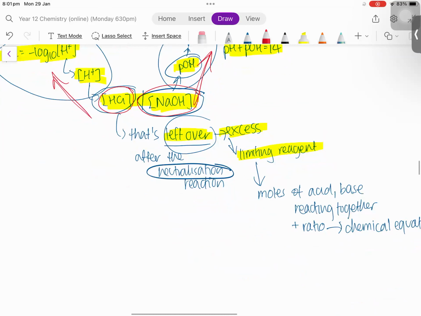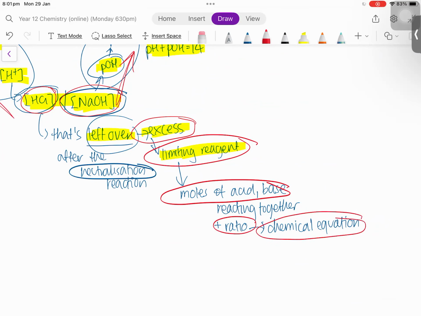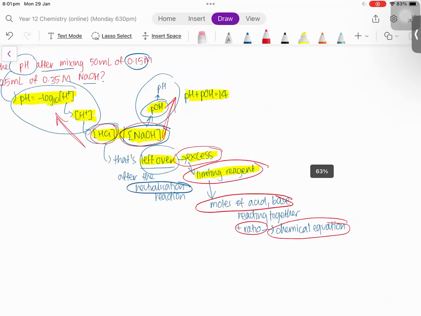For me to figure out which one's left over, aka for me to figure out the excess, in turn, I need to know the limiting reagent. For me to know the limiting reagent, I reflect on my calculations from year 11. For me to know the limiting reagent, I need to know the moles of the things that are reacting together. And I need to know the ratio at which they react. And the ratio at which they react comes from the chemical equation.